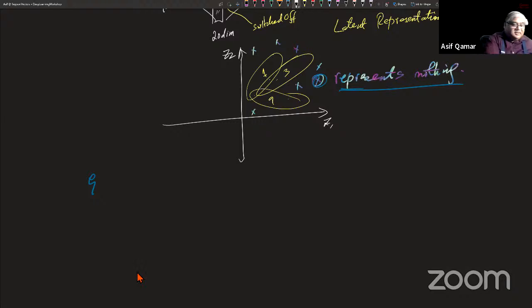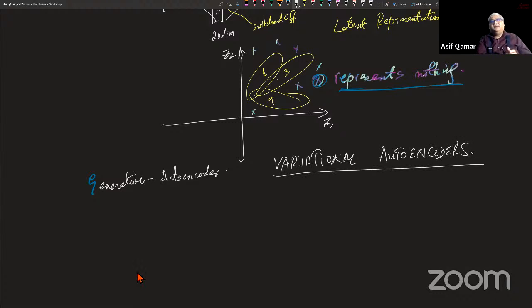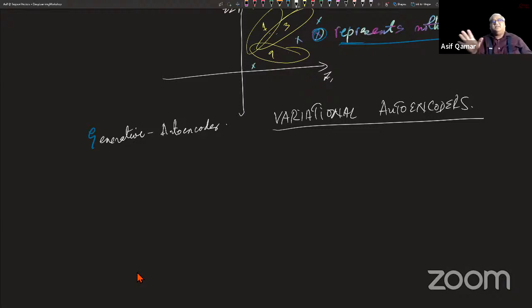Let me take this, a generative model, a generative autoencoder. These are called variational autoencoders. And what they do is something pretty interesting. It's a little bit of mathematical theory, guys. What I'm going to talk about in the next 10 minutes, I'll simplify it down, but if you don't get it, just ignore it. Just think of them as a fancier version of the autoencoder.